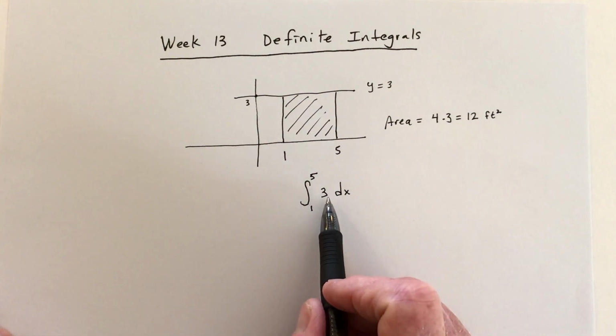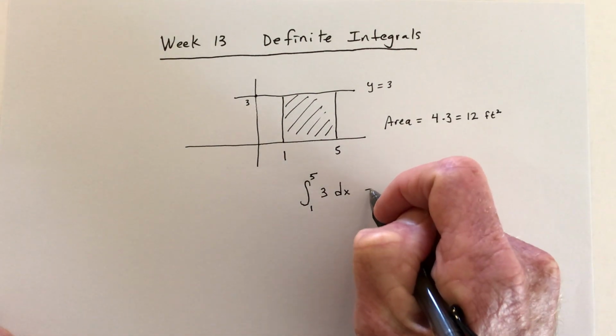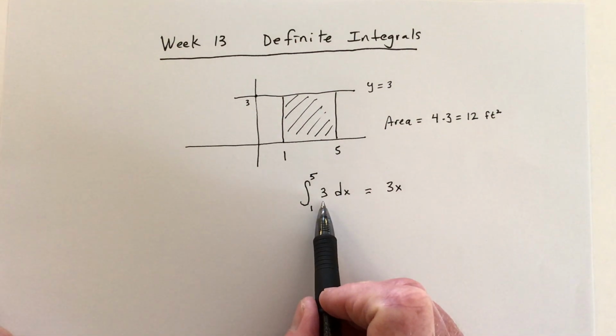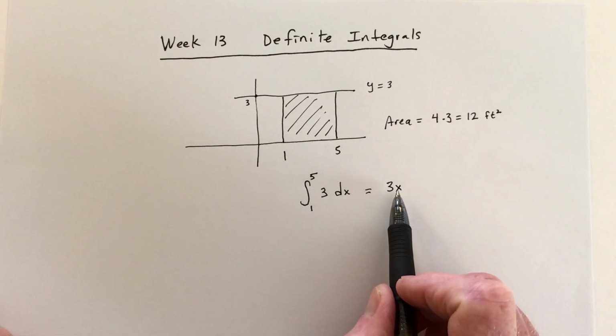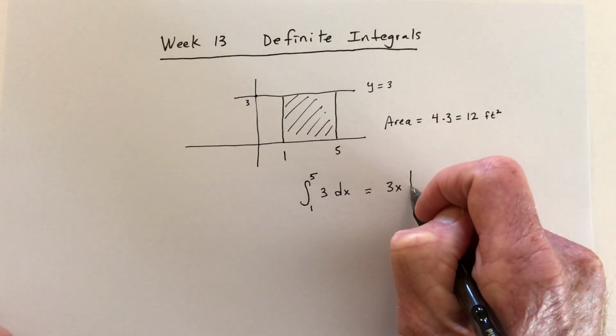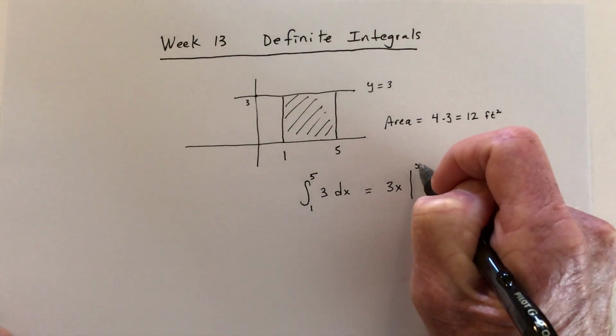So when you find the antiderivative of 3, that came from the derivative of 3x. So the derivative of 3x is 3. So the antiderivative of 3 is 3x. Now I'm done with the integral symbol, so I don't write that anymore. Now I just write a straight line saying x goes from 1 to 5.